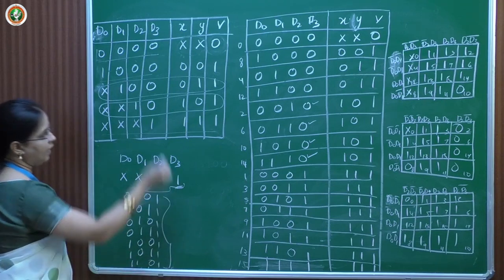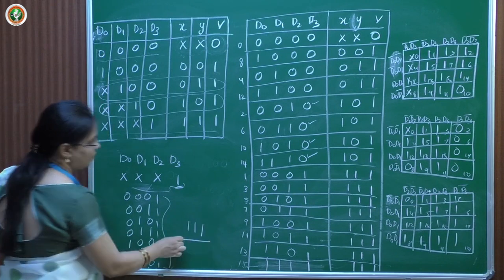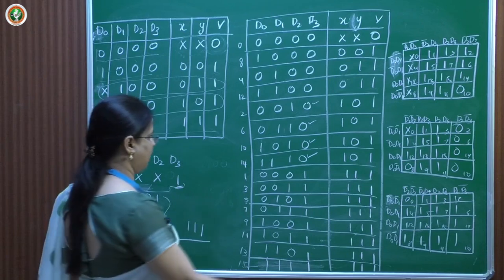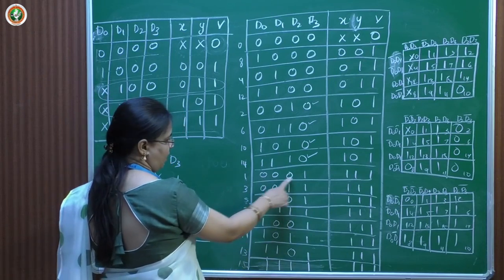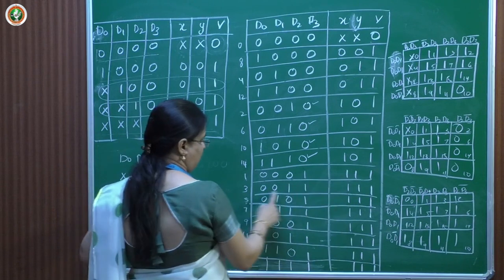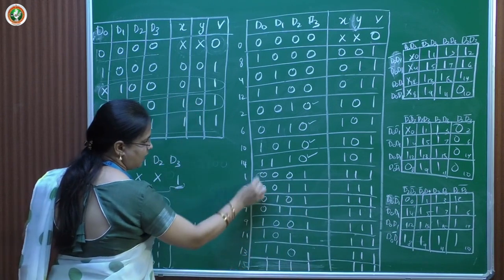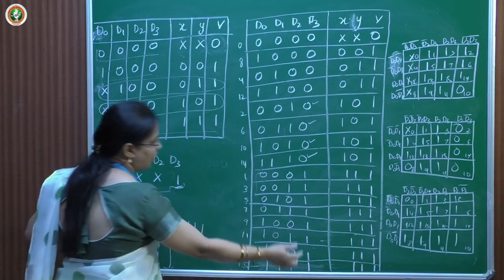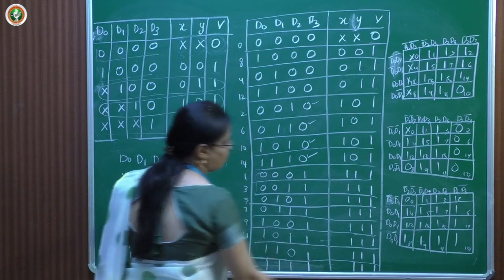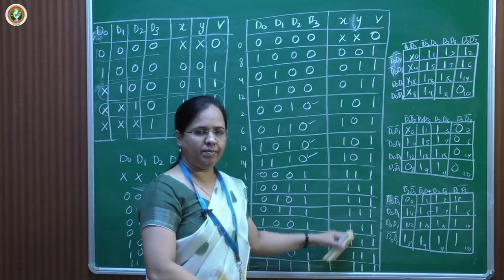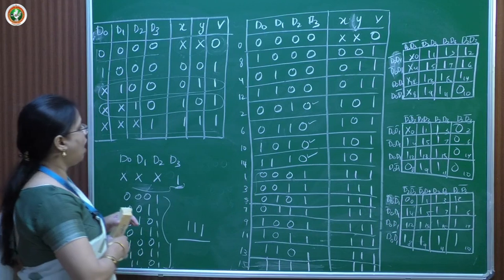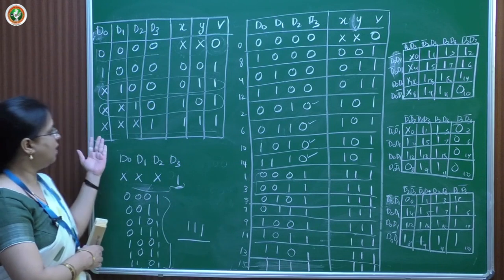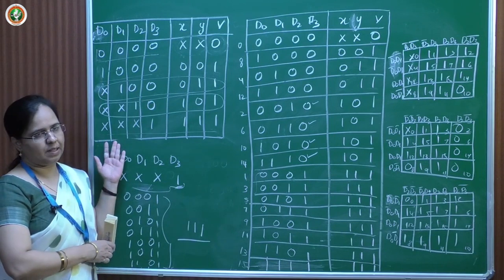For all these 8 rows, what is the output entry I should make? I have to make the output entry 111. You can observe here, starting right from here, 0001, that is the 3 variables truth table part, and the 4th entry is 1. For all these 8 entries, the output I am supposed to enter is 111. I hope it is clear how we have obtained this enlarged truth table from the given truth table. It is a very simple task.